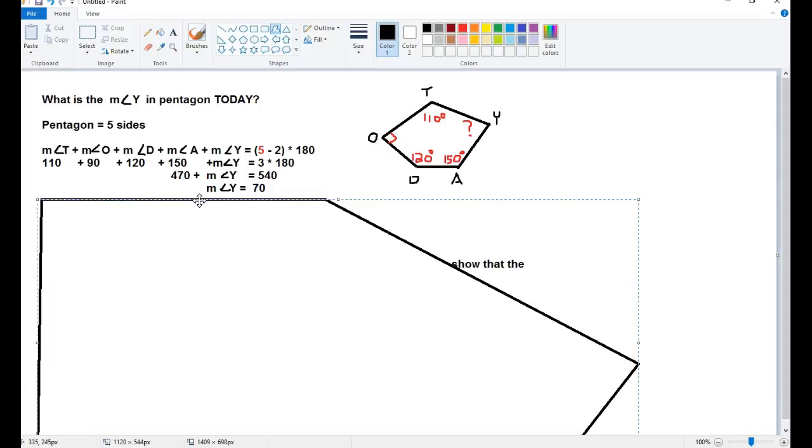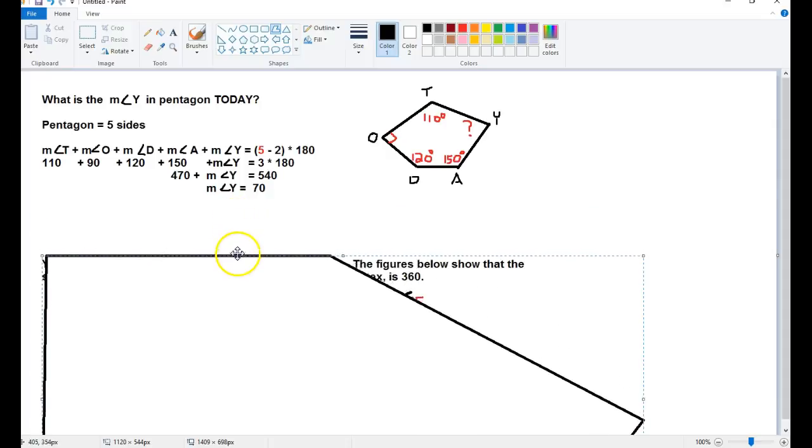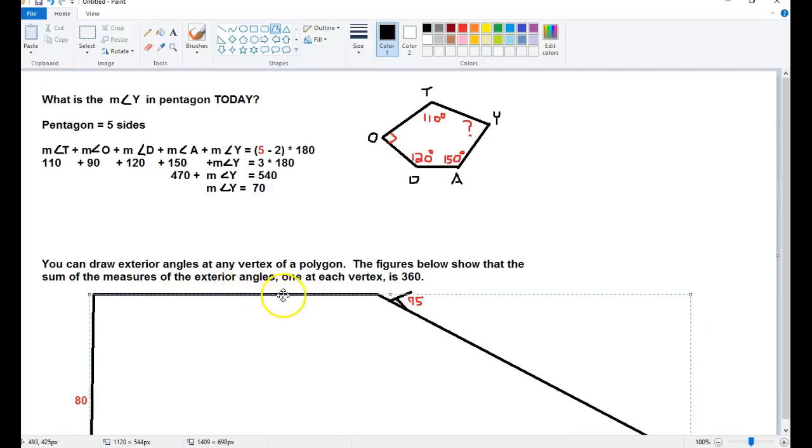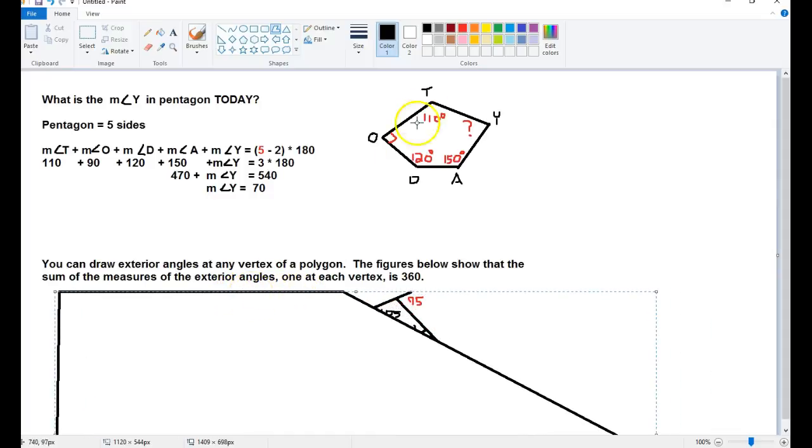The next thing we're going to be doing is figuring out what would be on the outside of these angles. So on each exterior angle, there's a special rule about polygons, that the sum of all the exterior angles is always going to be 360 degrees. Okay, so now this problem goes into exterior angles of polygons. You can draw an exterior angle at any vertex of a polygon. So I can go out here and draw an exterior angle like that.